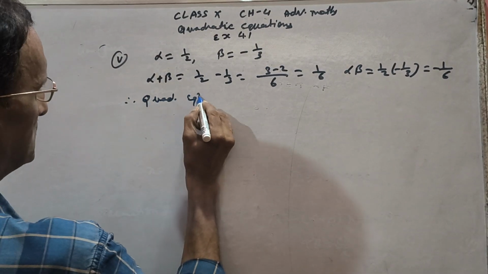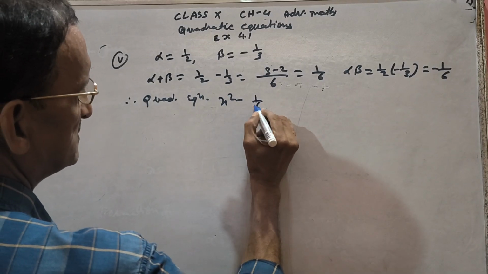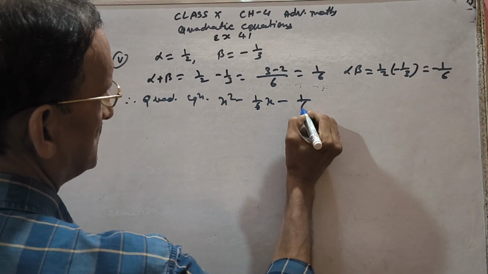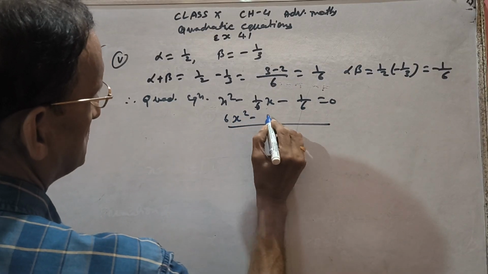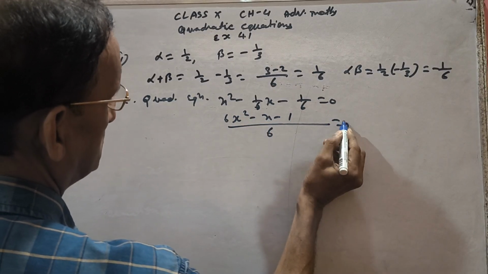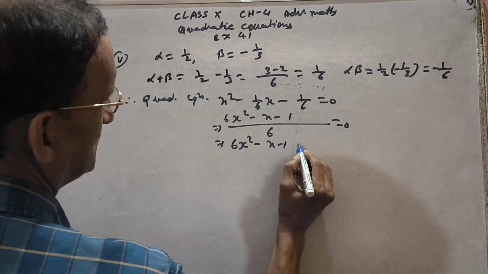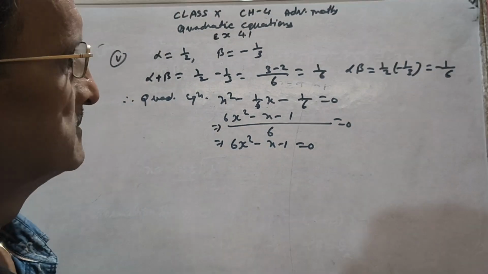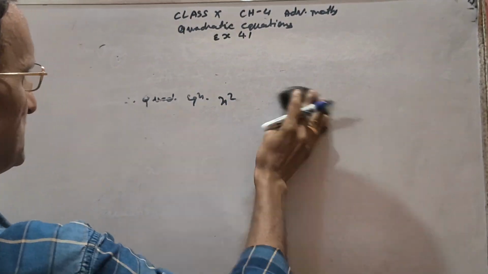Quadratic equation will be what? x square minus sum of roots, which is 1 by 6, into x plus product of roots, which is minus 1 by 6, equal to 0. So what we will get here? 6x square minus x minus 1 equal to 0. Okay? So these are all general math you have done, so you are well aware of this method.